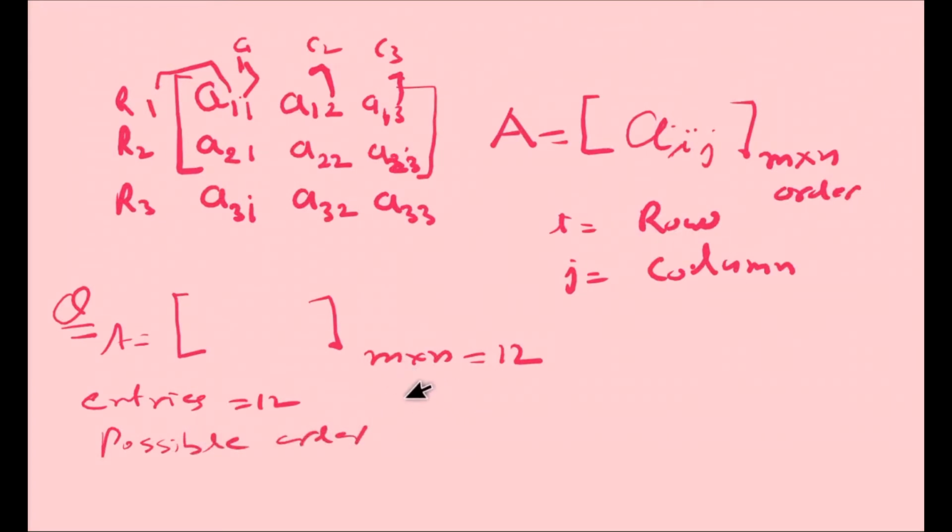Possible order may be 1 into 12, which is equal to 12, and it may be 2 into 6, it may be 3 into 4, and it may be 4 into 3, and it may be 6 into 2 and 12 into 1. These are the possible orders. If the total number of entries is 12, then what are the possible orders? Possible orders are these. And any other possible order? Can you tell me?